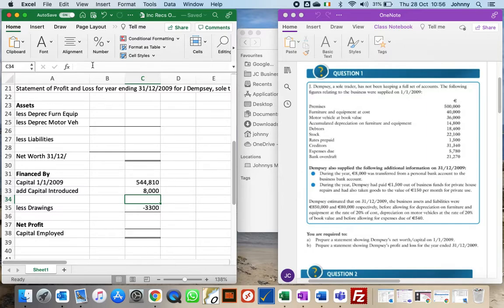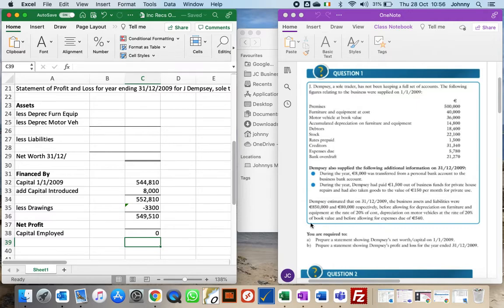So what we'll do is we'll add our capital plus the capital introduced, and then we'll take away our drawings. So that's the final figure. That's what the capital account is worth before we include our net profit. Now, this capital employed figure that we're going to get down the bottom must be the same as the net worth figure. So then we read the rest of the question to find out our net worth.